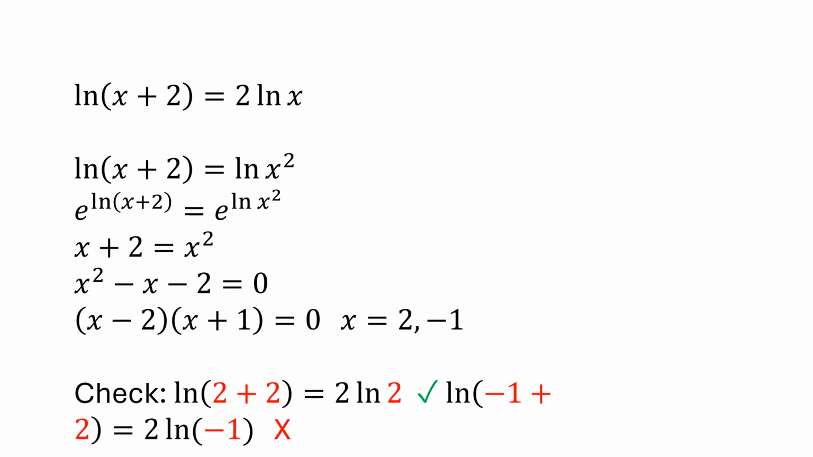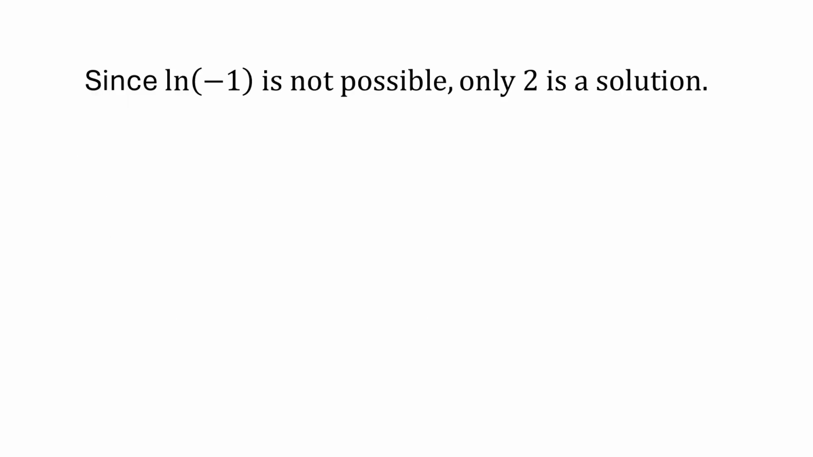When we check, we plug the 2 in both sides. The log of 2 plus 2 is the log of 4. That's fine. The log of 2 is fine. So the 2 checks. The log of negative 1 plus 2 is the log of 1. That's okay. But the log of negative 1 is not. That solution does not check, and that must be rejected. Since the log of negative 1 is not possible, only 2 is a solution.